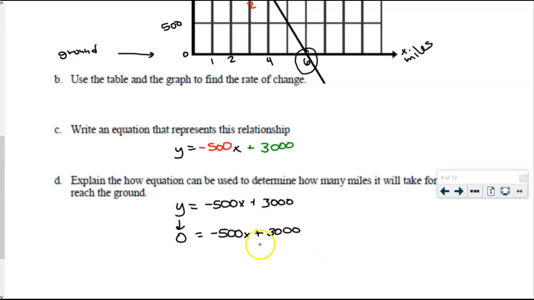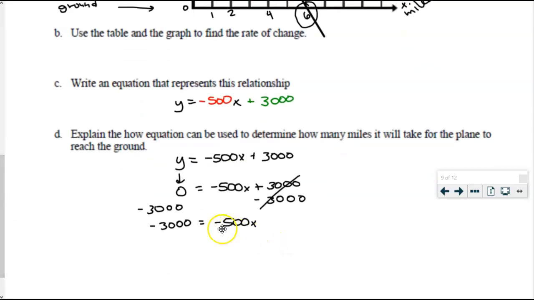I'm going to undo adding 3,000 by subtracting 3,000, keeping it balanced and doing the same thing to the other side. 0 minus 3,000 is a negative 3,000, and that is equal to negative 500x. X is multiplied by a negative 500, so I will undo that by dividing by a negative 500, again balancing it, doing the same thing to the other side. And that means I have x is equal to, type it into your calculator if you need to, negative 3,000 divided by negative 500 is equal to a positive 6. So how many miles for the plane to reach the ground? That would be 6 miles.